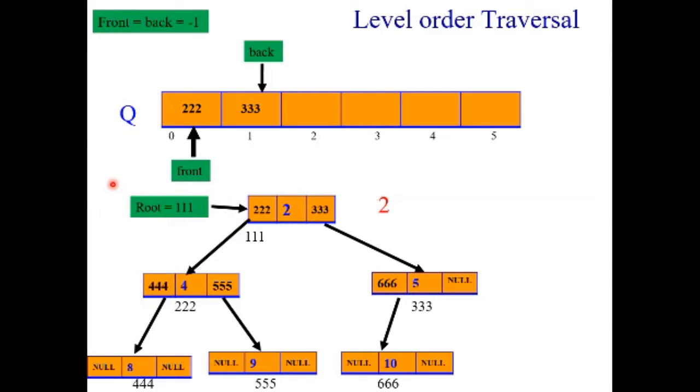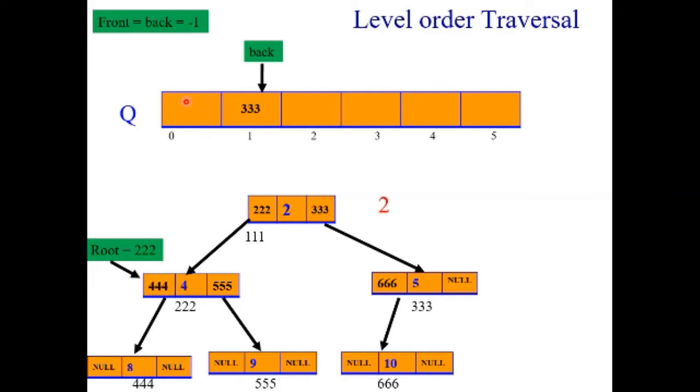Now what do we do? Root equals q dot front. Q dot front means get the address into the root. Now root becomes 222. What is the front operation here? That is 222, q dot front. Where is the front here? Here. So we copy the address into root. Now I should pop this. Popping erases the element and increments the front.